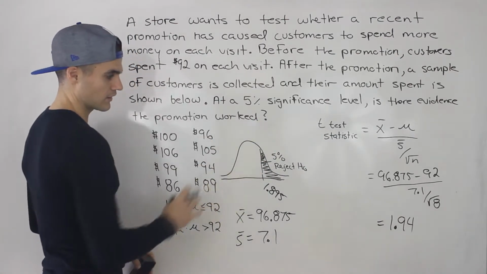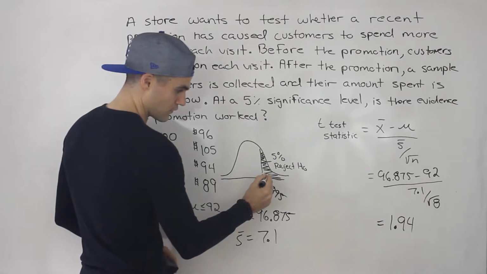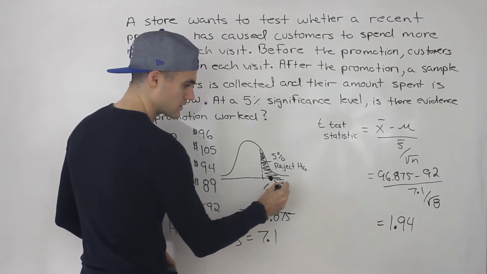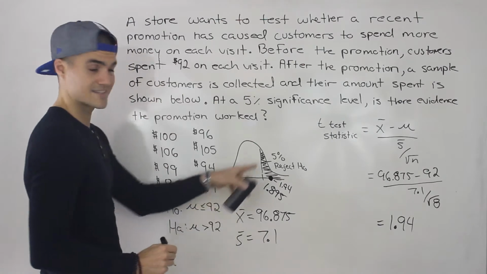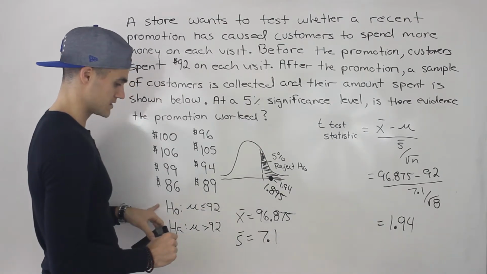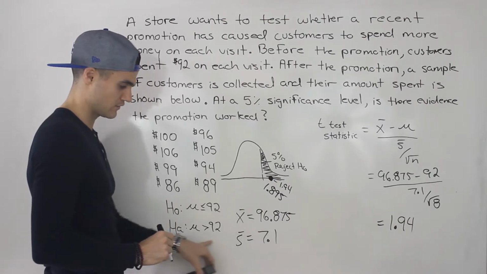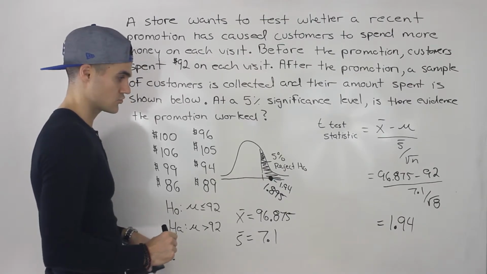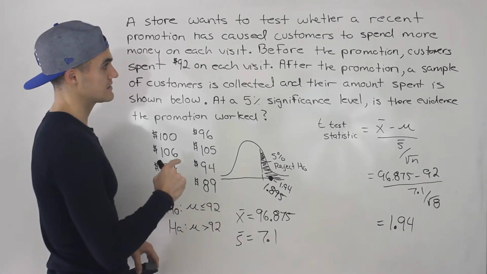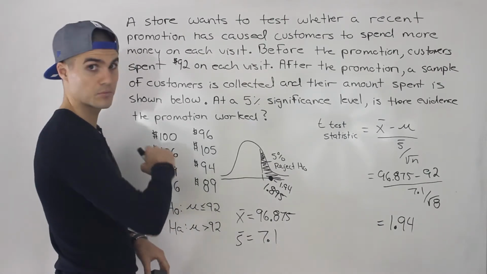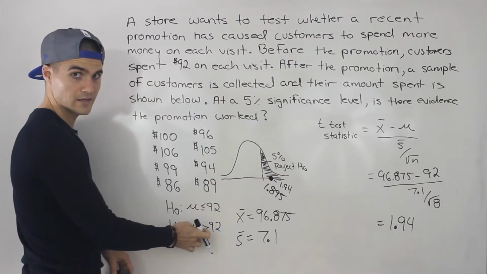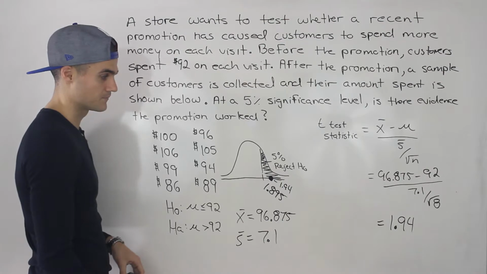And where does it fall on our graph here? Well, notice it falls right here. That's where 1.94 is. And so notice it's in the rejection region. So we got to reject the null hypothesis. So there's evidence that the alternative hypothesis is true, meaning that in this case, there is evidence that the promotion worked, that customers are spending more than $92 on each visit now.